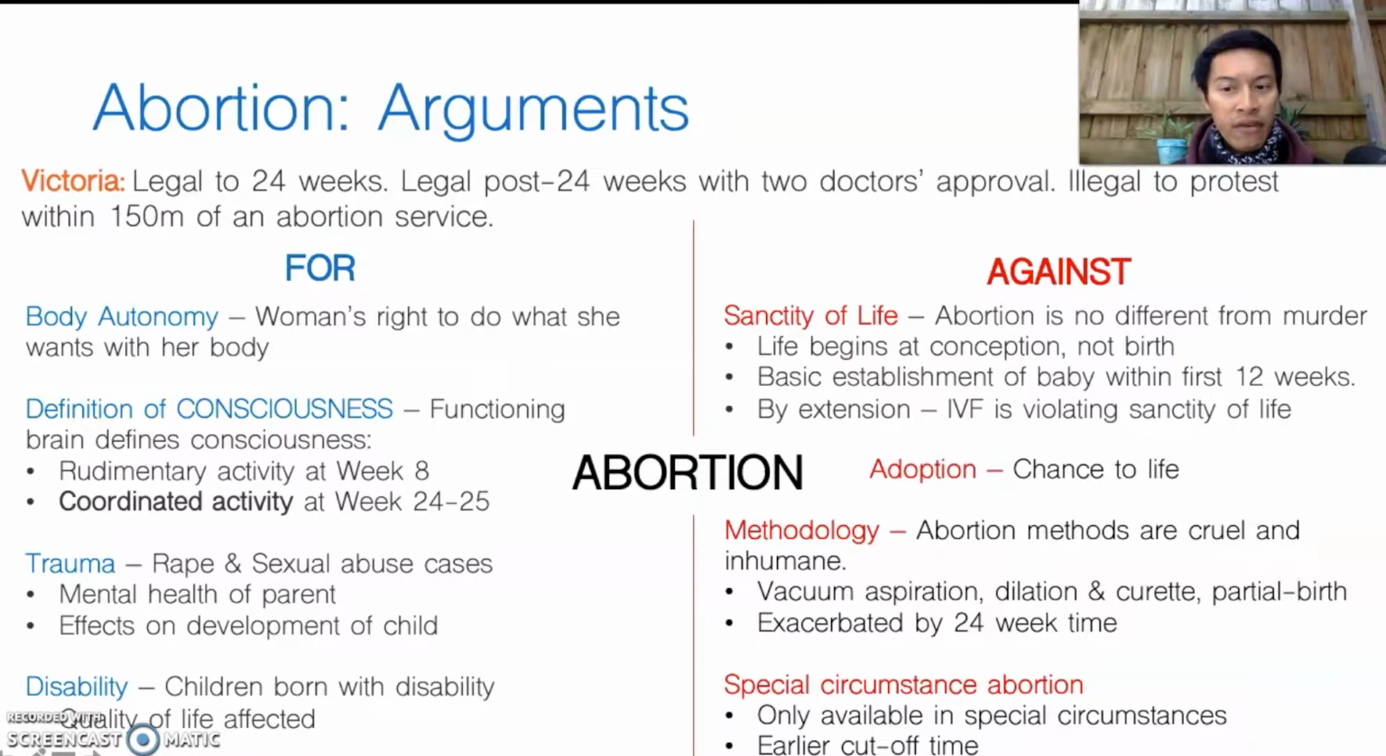The second argument is the definition of consciousness. Just because you have an embryo or a fetus doesn't mean that it is conscious. In the last lesson, we talked about how the brain is formed at 3 weeks. However, rudimentary brain activity doesn't occur until 8 weeks into the gestation period, which means there's not a whole lot going on in the brain of the baby before then. To be more specific, coordinated activity, which is what medical science defines as consciousness, doesn't occur until week 24 to 25 of gestation.